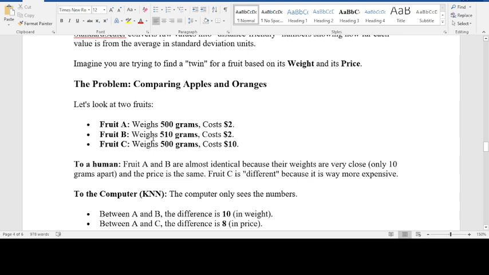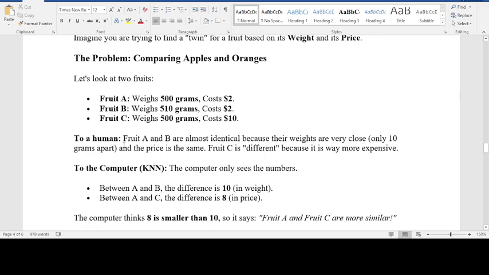By observation, what do you say? A and B are the apples, C is the orange. We humans are able to guess. Fruit A and B are almost identical, the difference is very small, 10 grams, and the cost is the same. By observation, A and B may be apples or may be oranges. If A and B are apples, then C is the orange. If A and B are oranges, C may be an apple.